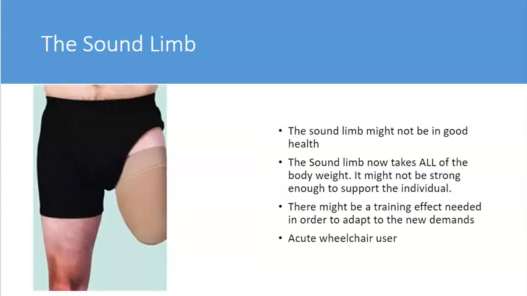So we've also got to think about the sound limb. And on a lot of our patients, the sound limb is not going to be as good as we hope it is. If they're young, then chances are it is. But normally our patients have peripheral vascular disease, or diabetes, or some sort of other health pathology and comorbidity, which means that the sound limb is not as good or as healthy as we'd like.